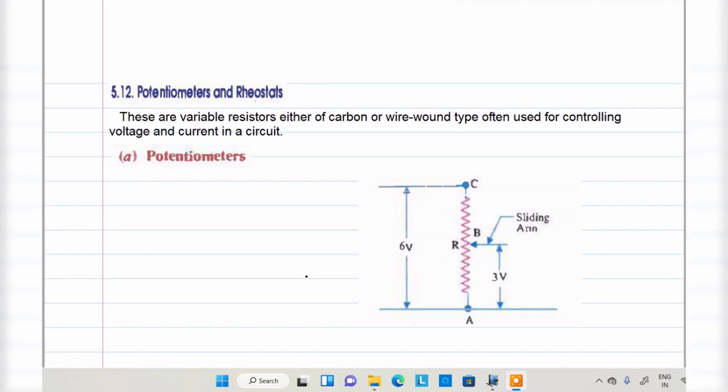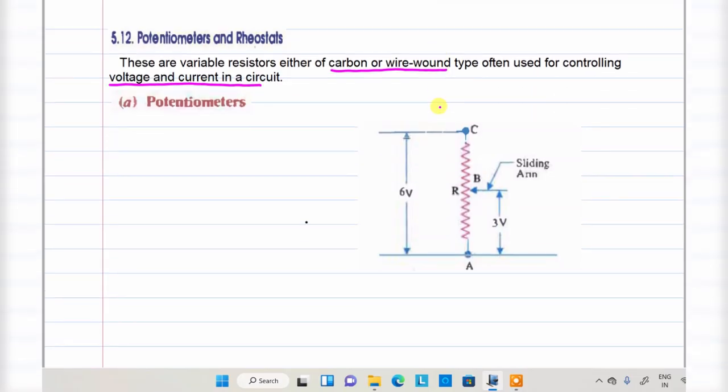Next topic is potentiometers and rheostats. These potentiometers and rheostats are used to control the voltage and current. Very, very important. What is the use of a potentiometer? To control the voltage. What is the use of a rheostat? To control the current. Generally, these variable resistors are carbon or wire wound resistors. These two types of resistor we can use as a potentiometer and rheostat. Everyone remember these 2 points: potentiometer to control the voltage, rheostat to control the current.